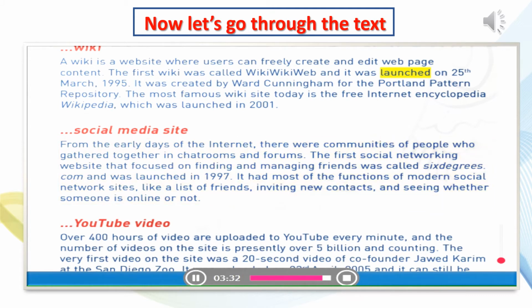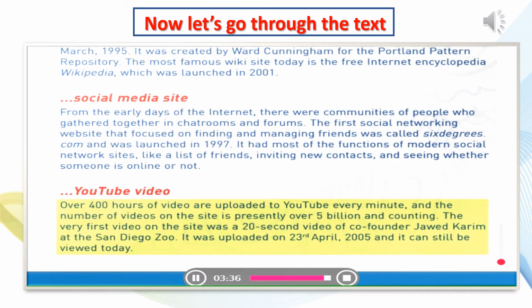The first YouTube video. Over 400 hours of video are uploaded to YouTube every minute, and the number of videos on the site is presently over 5 billion and counting. The very first video on the site was a 20-second video of co-founder Jawed Karim at the San Diego Zoo. It was uploaded on the 23rd of April 2005, and it can still be viewed today.